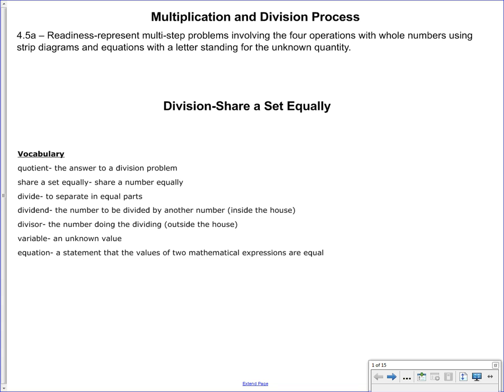This is the first video in the series of multiplication and division process. In this video, we are going to take a look at division, sharing sets equally. Here are some of the vocabulary words you're going to hear. Feel free to pause the video so that you can read them over.